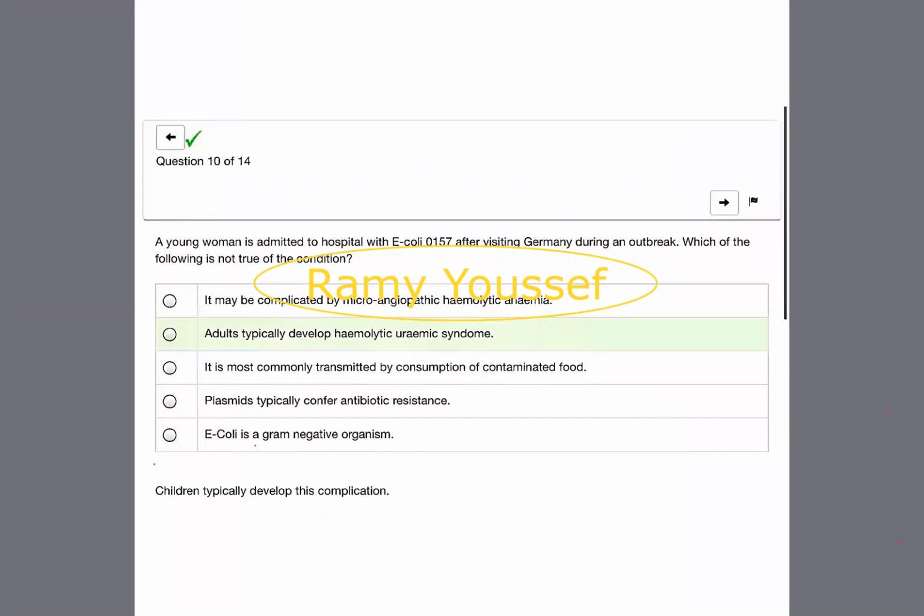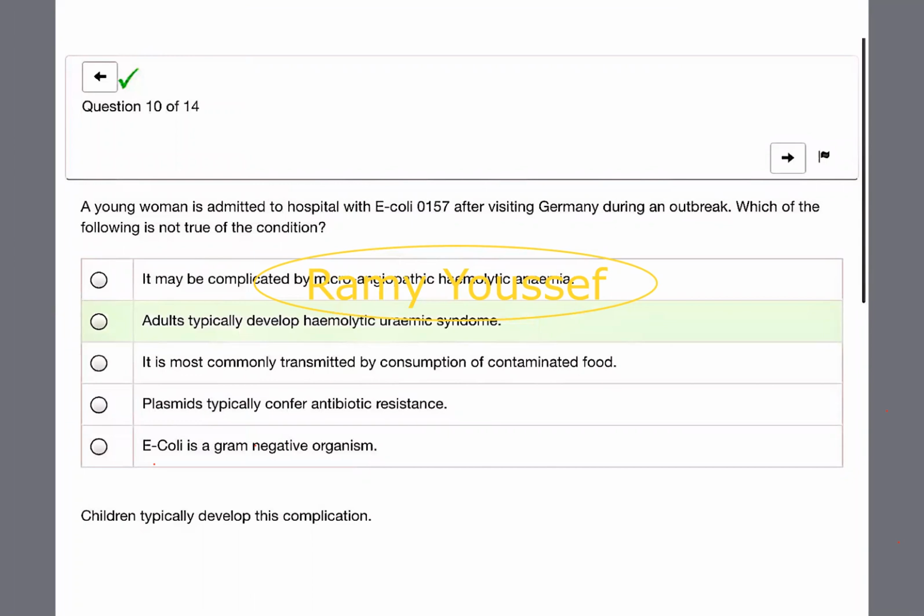By the way, put in your mind that E. coli causes hemolytic uremic syndrome, because I think I remember a question in recalls about hemolytic uremic syndrome, and the most common organism is E. coli. E. coli hemolytic uremic syndrome in children. Yes. Okay.